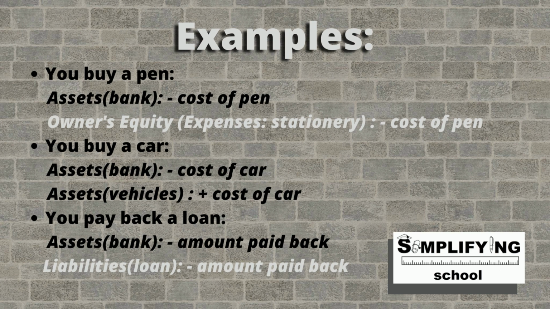When you buy a car, your assets would both increase and decrease. It would decrease by the cost of the car, your money part of your assets, but your vehicles part of your assets would increase by the cost of the car. So you will have two entries there under assets, one for probably bank and one for vehicles. Both would have the same amount, but the one where the cash is flowing out would be negative, and the one where the vehicle is flowing in would be positive.